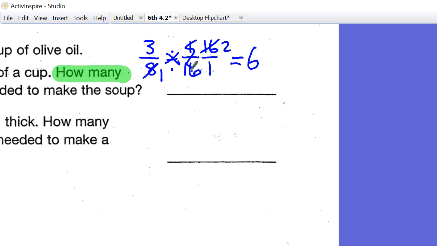The question says how many tablespoons are needed. So the answer is 6 tablespoons. TBLS.